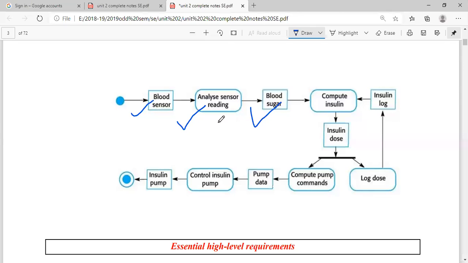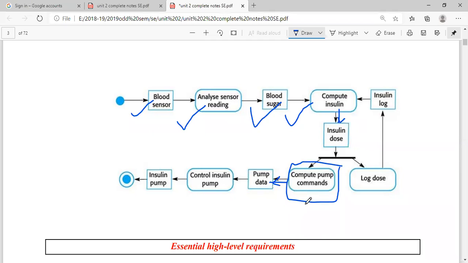It compares the readings and finally calculates how much blood sugar is there in our patient today. Then, depending on that, it has to calculate the amount of insulin to be given to the patient. At the time of giving the insulin dose, it has to set the pump. Depending upon the amount of dose, some data is provided to the pump, because that data is very, very important.